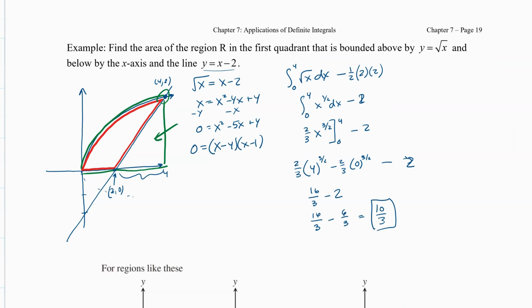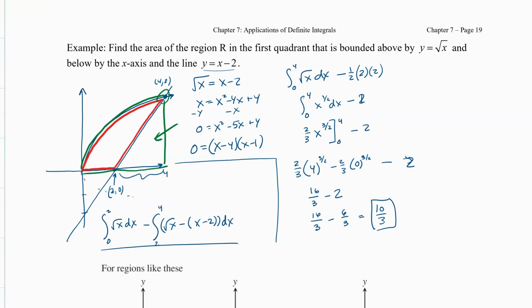Again, not the only way that we could do that problem. We might have also broken this up into 2 integrals. Maybe go from 0 to 2 and only do the square root part, but from 2 to 4, we do the square root part minus the line. And theoretically, that integral should give us the same answer as well. Multiple ways to do this.